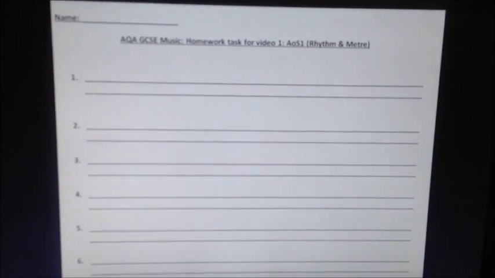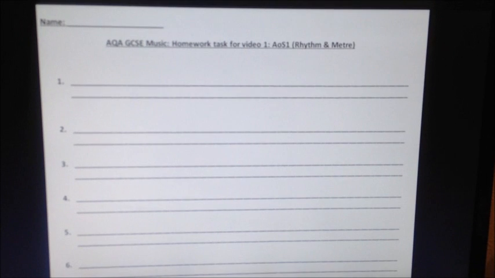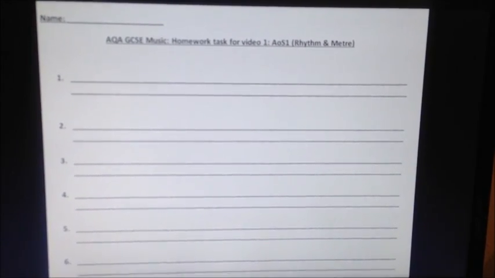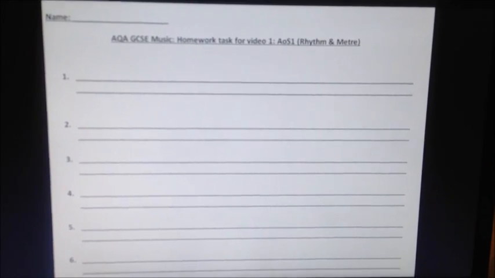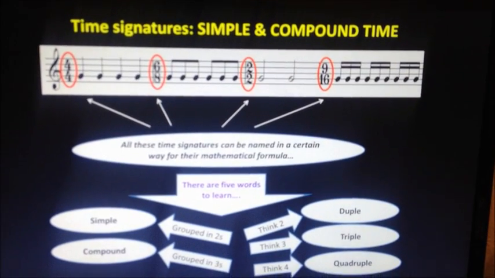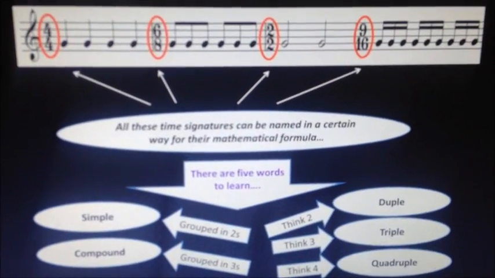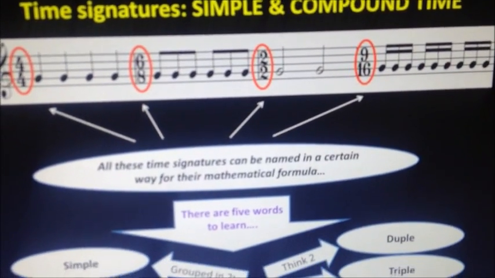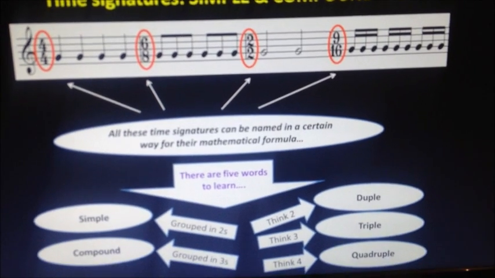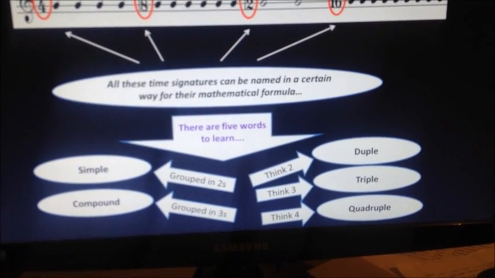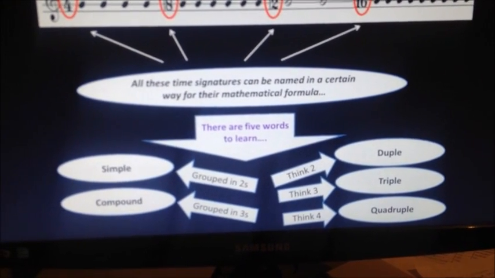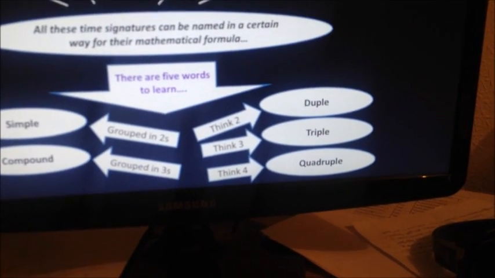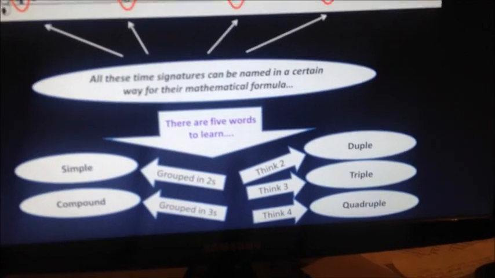At this point, I'm going to ask you to get that worksheet ready for the answers. It needs to look something like that. So let's just do a little recap. All of these time signatures, and you can see them in red circles there, can be named in a certain way for their mathematical formula. You're only ever going to be using 5 words. The first word will be either simple or compound, and the second word will be duple, triple, or quadruple.